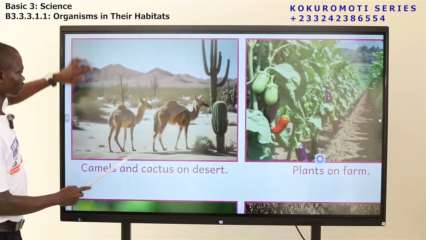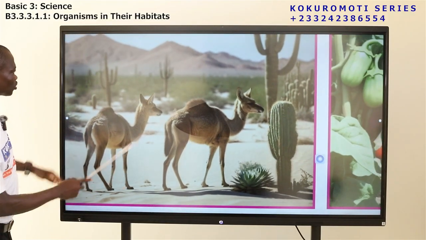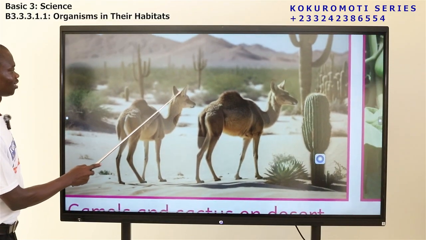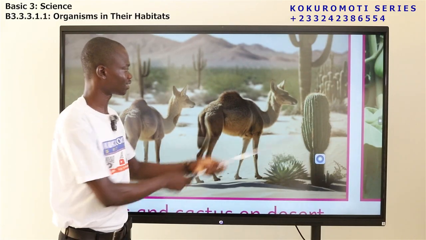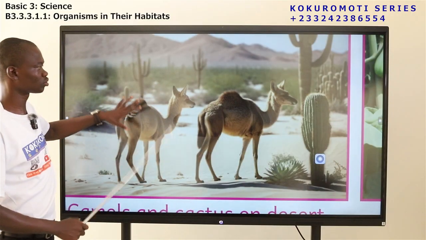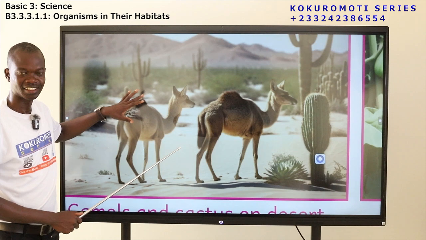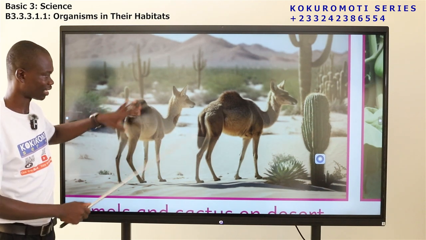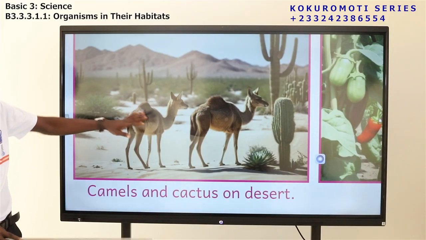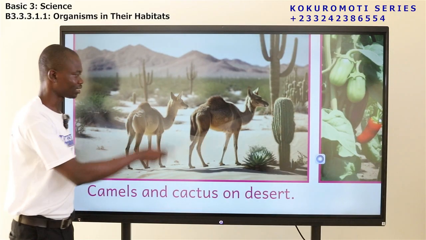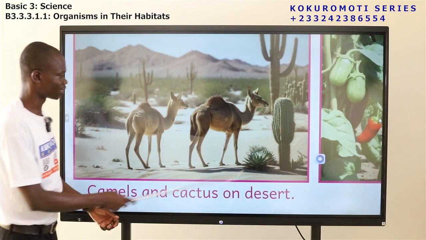This, let me enlarge it for you. Okay, so this is an animal, a camel, and this is a plant. These animals are able to thrive or live on deserts. You see, not every animal can live on deserts, but these animals can live on deserts. And look at this plant. This plant is called what? Cactus. So camels and cactus on deserts.